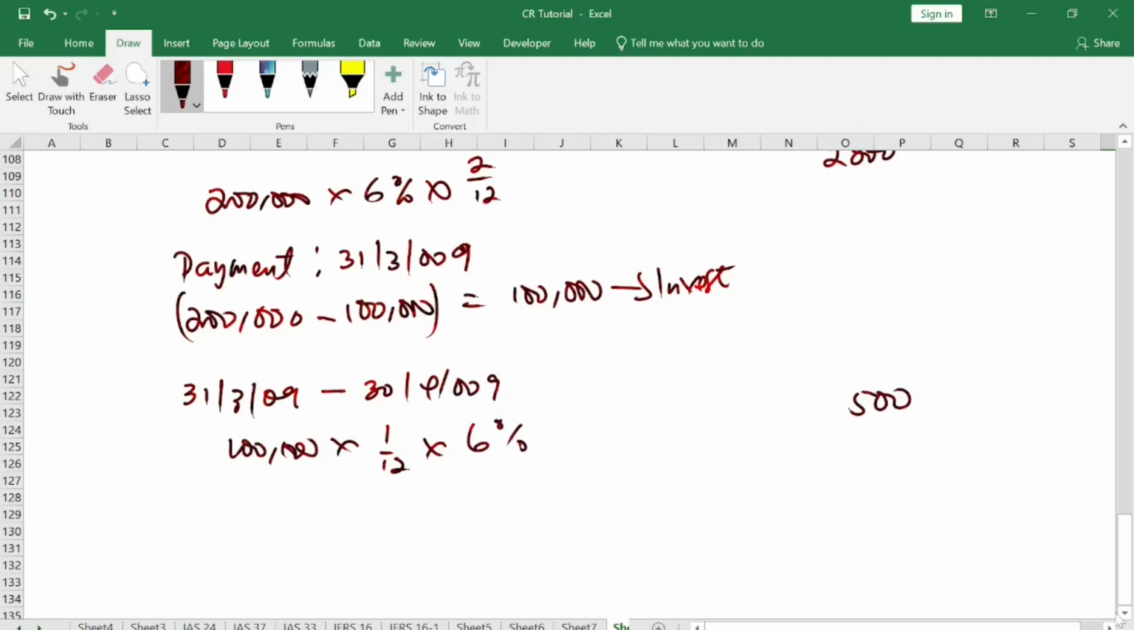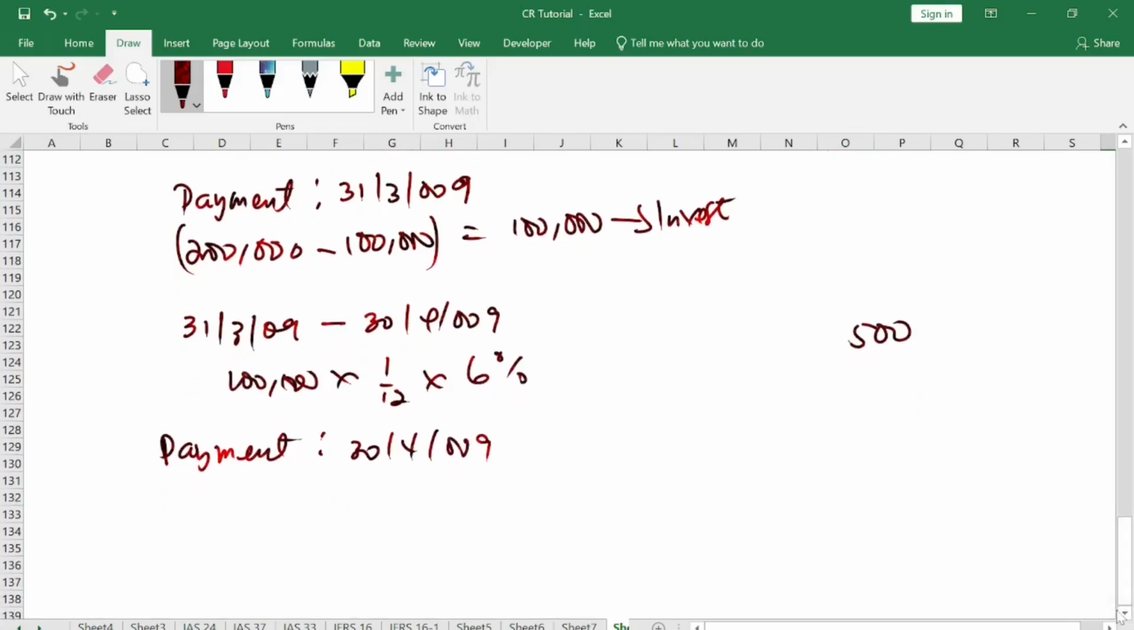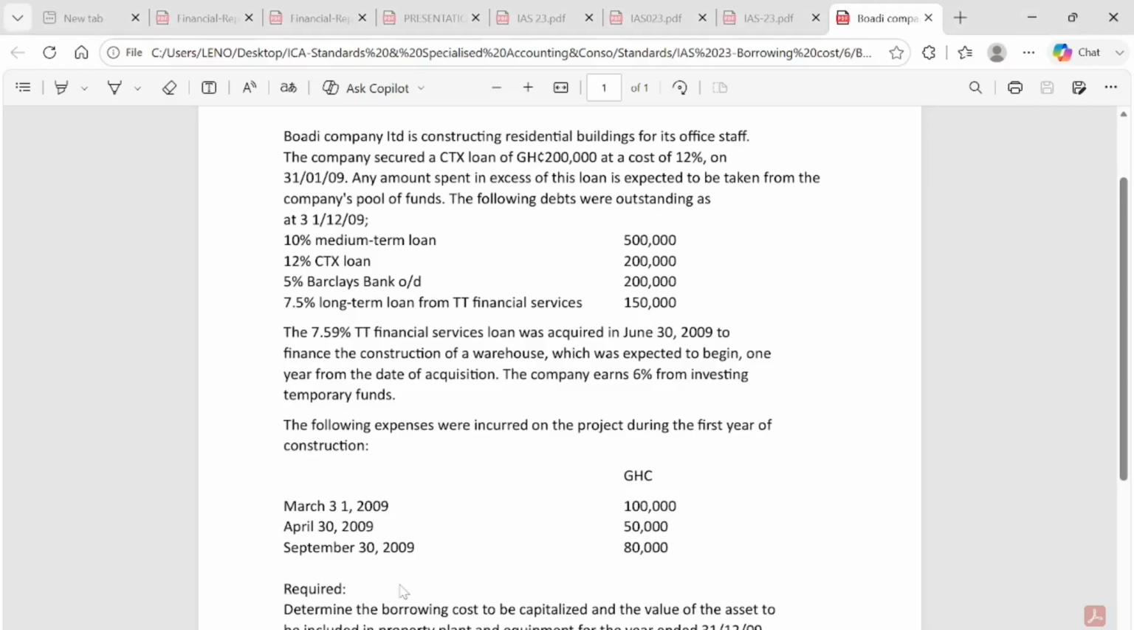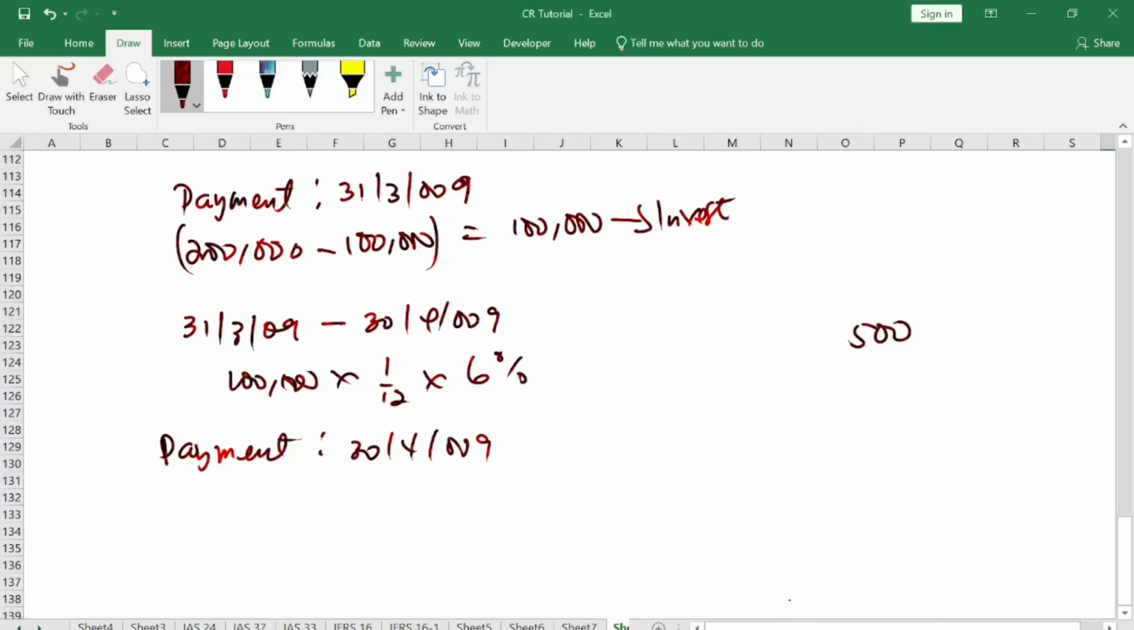So in between this period, you have to accrue this interest. Now, in April, 30th April 2009, when the payment was made, you will realize that 50,000 was paid out of the money. So you will have 100,000 balance, which you invested, and in April you make another payment of 50,000. So how much balance do you have? You have 50,000 left.